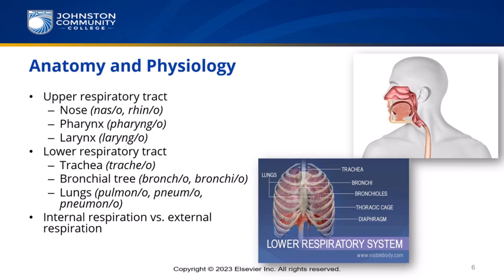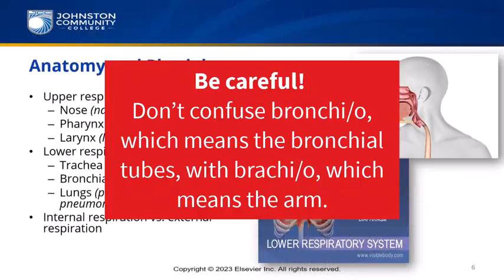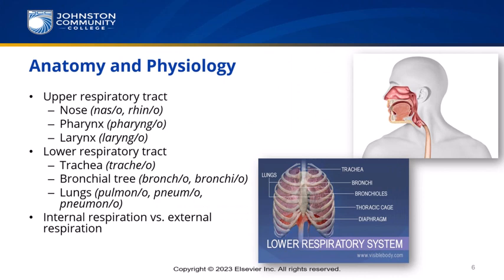Anatomy and physiology. Let's review singular plural endings for pharynx, turning to pharynges, larynx going to larynges, and bronchus going to bronchi. Be careful! Don't confuse bronchio, which means bronchial tubes, with brachio, which means the arm. Internal respiration is the exchange of oxygen and carbon dioxide between the tissues of the body, whereas external respiration is the exchange of oxygen and carbon dioxide between the external environment and the lungs.